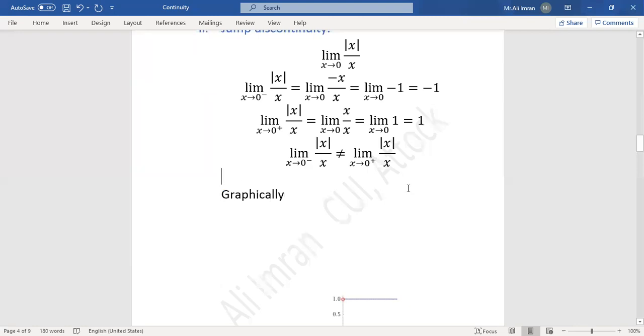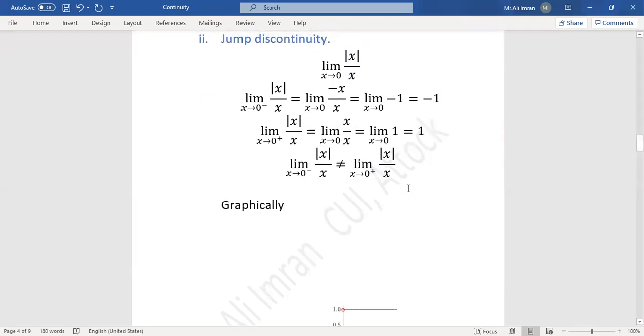Second type of discontinuity is jump discontinuity. I will clear it with the help of an example. Limit as x approaches 0 of |x| divided by x. First, I would like to find the left-hand limit at x equal to 0. Limit as x approaches 0 minus, that shows we will approach the limit for values less than 0, of |x| divided by x.